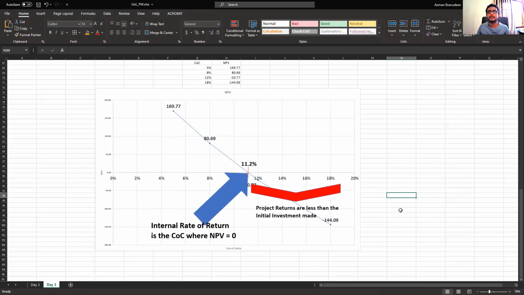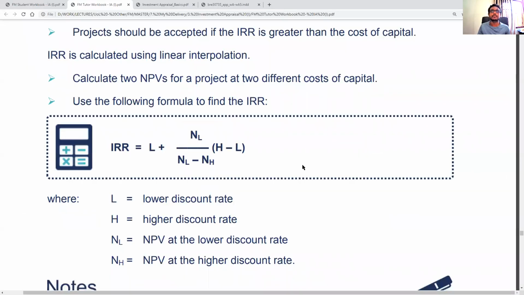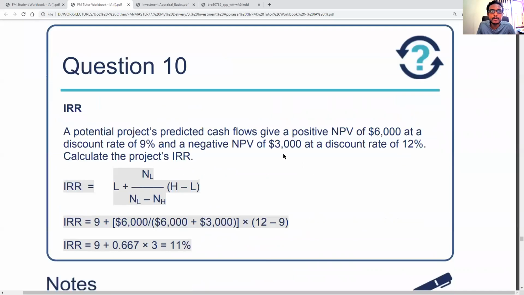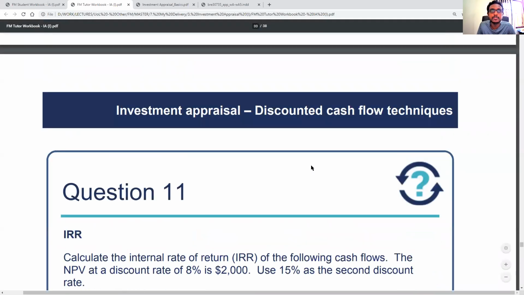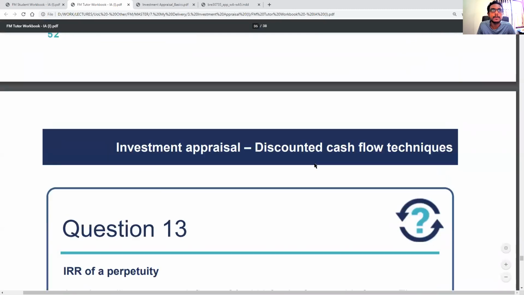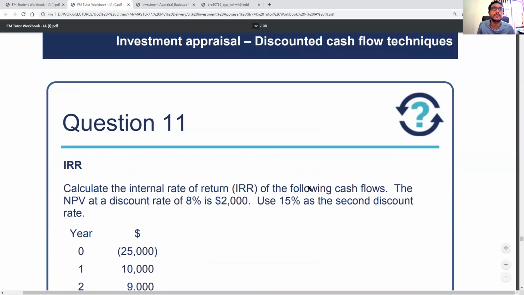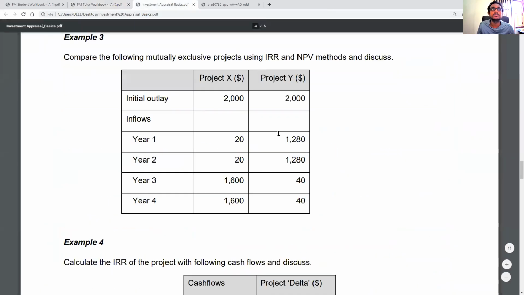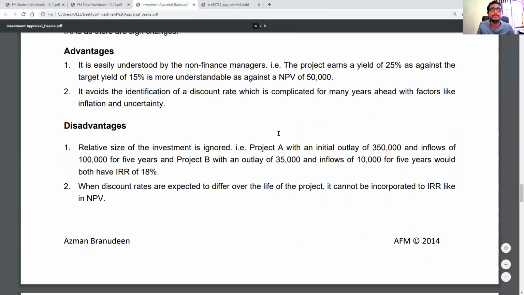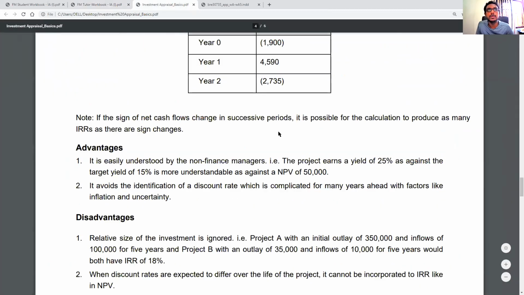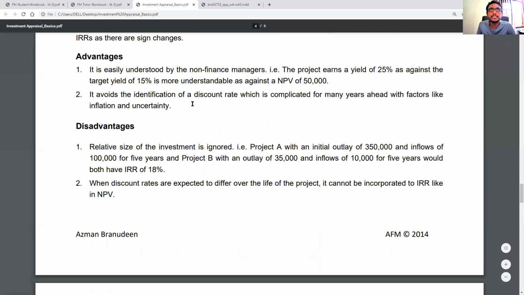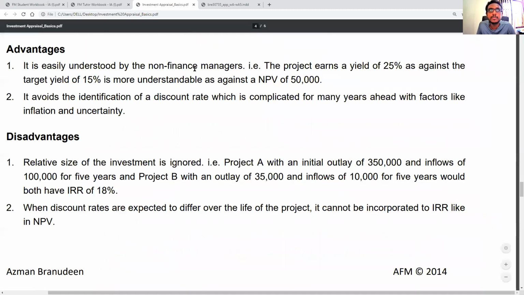Okay. So when it comes to the IRR, there is an example which you can try. So in the tute, in my tute I have given to you, advantages of IRR. It is easily understood by the non-finance managers. That is, the project earns a yield of 25% as against the target yield of 15%. Is more understandable as against an NPV of 50,000.